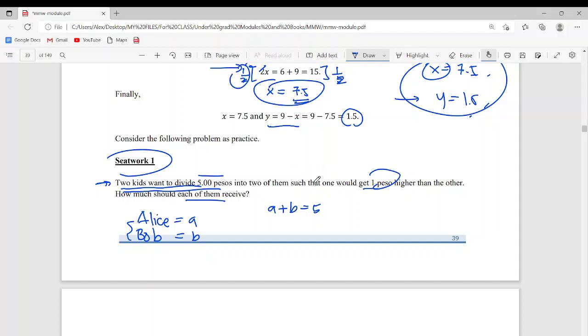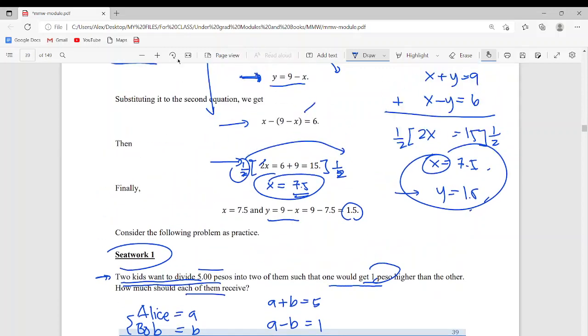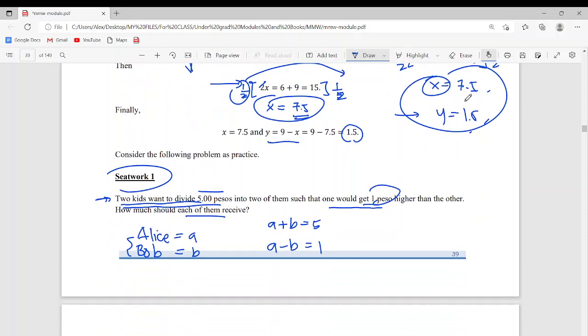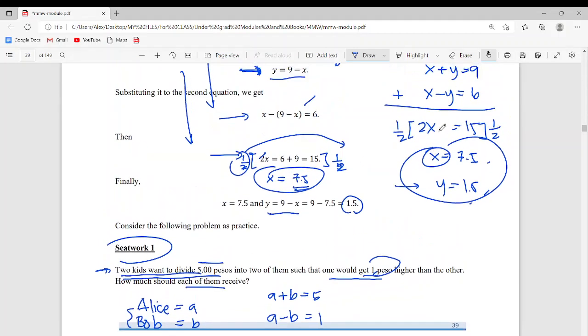And now what would be the equation if one of them gets higher by 1 peso? Let's say Alice. If Alice is higher by 1 peso, what should be their difference? When we subtract the two, we actually get 1, because she is only higher by 1 peso. You can solve it using the long method, which is possible, but let's try to answer it like this.